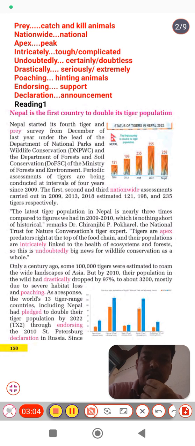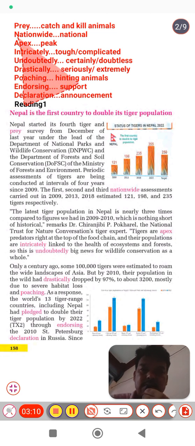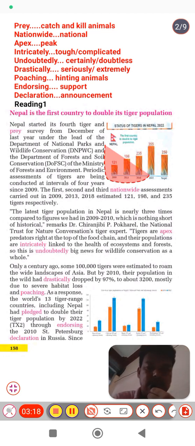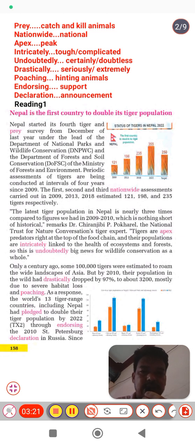Before this I have written some word meanings here. You can see them. The first question: what is the name of the given chart? Students, this chart is about the survey of tigers in Nepal. It's a bar chart. Is it good to increase the number of tigers? Do you think, students, it is good to increase the number of tigers, and why? Yes, we have to take many initiatives in order to conserve the tiger.